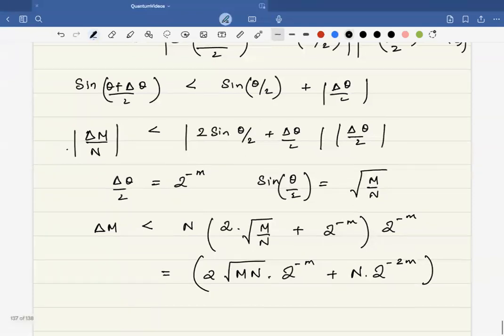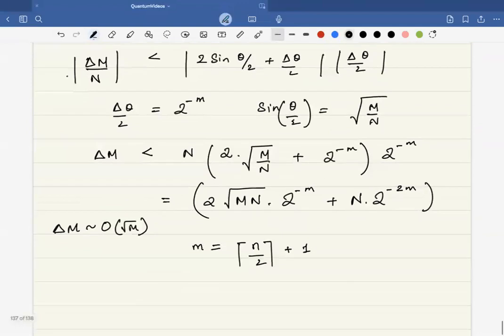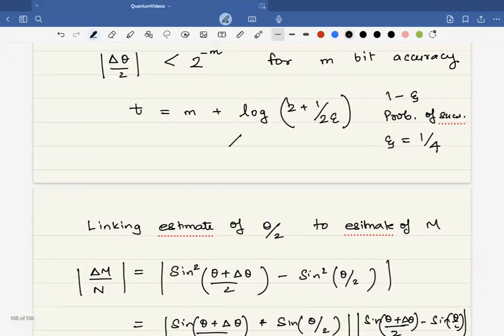Now here is what we want. We want delta M to be of order square root of M. So therefore, we choose m to be approximately n over 2, plus 1, something like that. If I do that, then of course, N is 2 to the power n. If I choose m to be this, then if I want epsilon to be 1 over 4, then I get t to be n over 2 plus 3 because of this relationship over here, right?